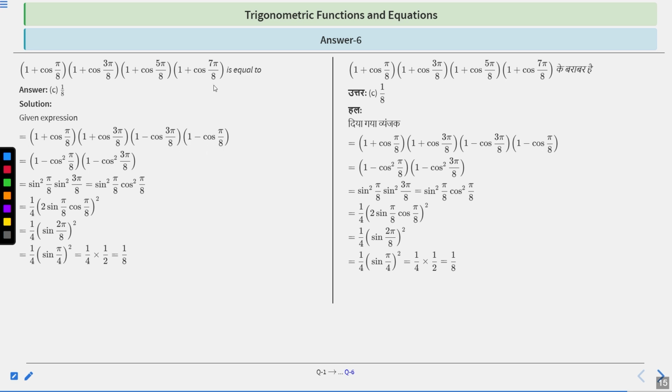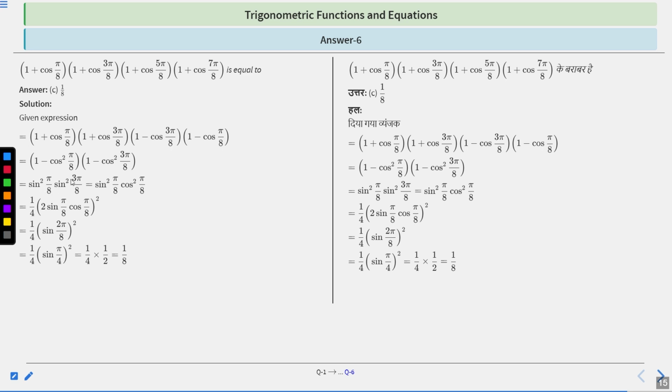And also, cos 7 pi by 8 can be written as cos of pi minus pi by 8, right? Therefore, 1 plus cos 7 pi by 8 is basically 1 minus cos pi by 8, right? Now, 1 plus cos pi by 8 into 1 minus cos pi by 8 is basically 1 minus cos square pi by 8. And 1 plus cos 3 pi by 8 into 1 minus cos 3 pi by 8 is basically 1 minus cos square 3 pi by 8. 1 minus cos square pi by 8 is basically sin square pi by 8, and 1 minus cos square 3 pi by 8 is basically sin square 3 pi by 8, right?